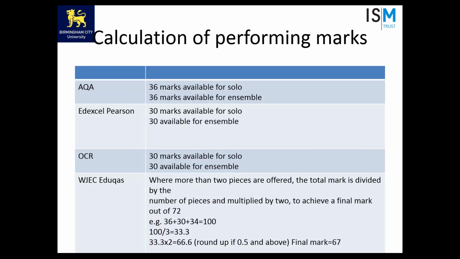Looking at the calculation of the marks, in the AQA, there's some differences in here as well, especially around the way that the Eduqas ones are awarded. There are 36 marks available for solo and 36 for ensemble for the AQA. In a sense, it doesn't matter how many are available, it's the split of the marks. It's also an even split between solo and ensemble in the Edexcel Pearson and the OCR syllabus. But the WJEC Eduqas says that you divide it by the number of pieces that you've got. That's quite an interesting way to go about it, and it could split the balance of the pieces that you have.